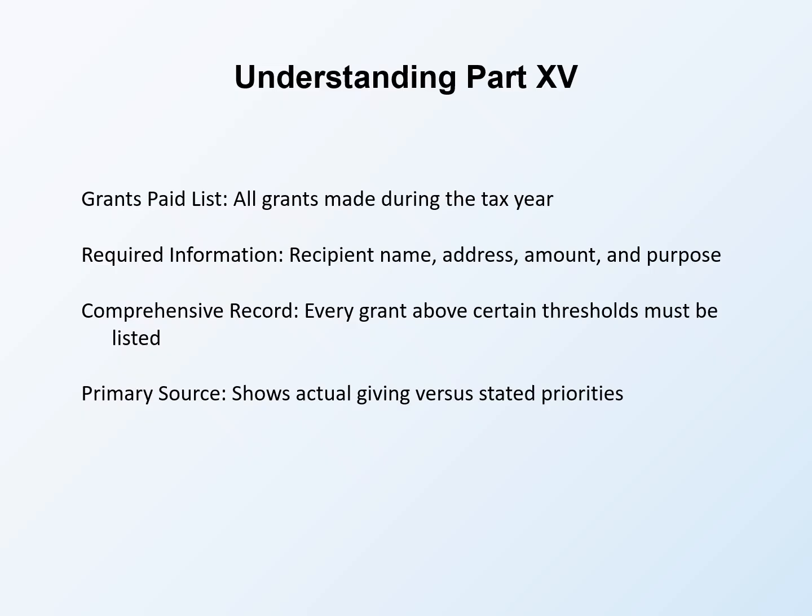The primary source value of Part 15 is that it shows actual giving versus stated priorities. Foundations may describe their priorities in general terms, but Part 15 shows specifically what they funded. Sometimes actual giving differs from stated priorities. Part 15 provides ground truth.